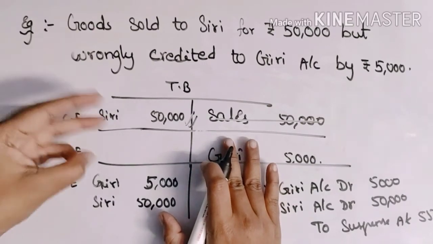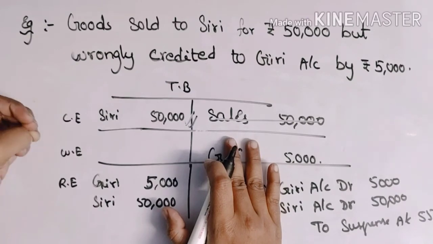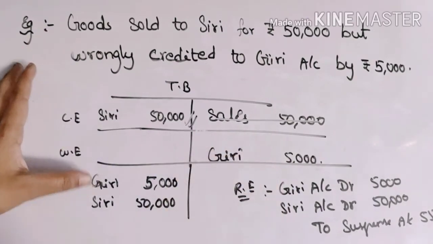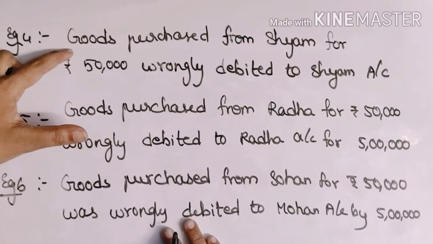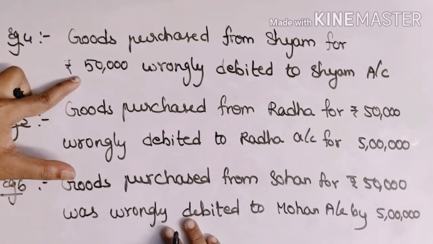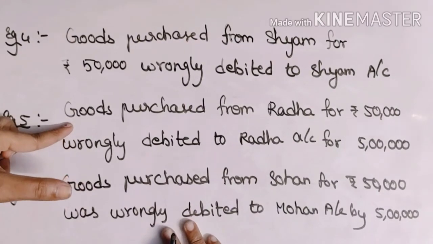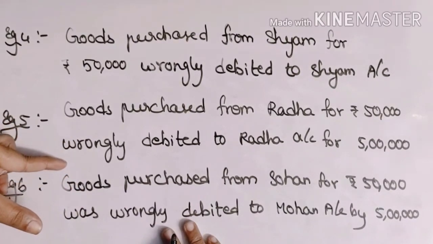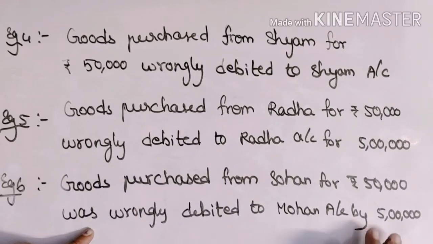Now I will give you another 3 questions for your practice. You have to practice them and tell me the answers in the comment section below. Okay, so these are the questions I have given you. See, first question is, goods purchased from Shyam for rupees 50,000 but wrongly debited to Shyam account. This is the first question. And the second question is, goods purchased from Radha for 50,000 but wrongly debited to Radha account for 5 lakhs. And the last question is, goods purchased from Sohan for 50,000 but wrongly debited to Mohan account by rupees 5 lakhs. So these are the questions that you have to practice.